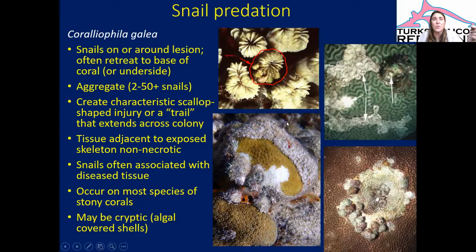One of the ways to make a decision as to whether it's a disease margin or just snail predation, first of all, is how big that margin is. And secondly is the shape of the injury. Snails create a characteristically scallop-shaped injury or trail across the colony. And you can see that in this top right image here, and even a bit on this image on the bottom left here. Believe it or not, these little mounds I'm putting my mouse on right here, those are snails. So again, you really need to look closely for these guys.